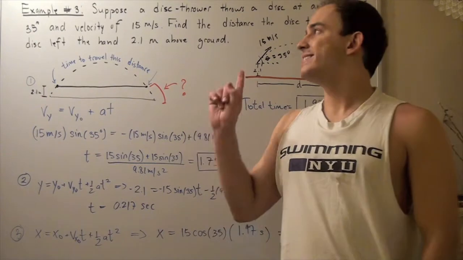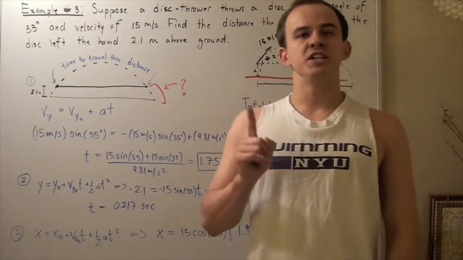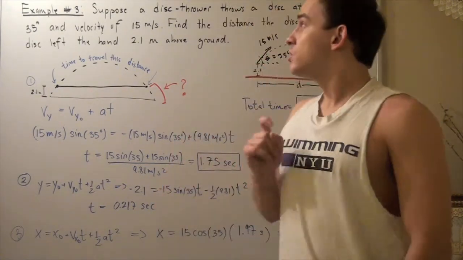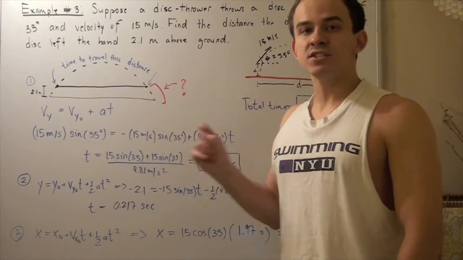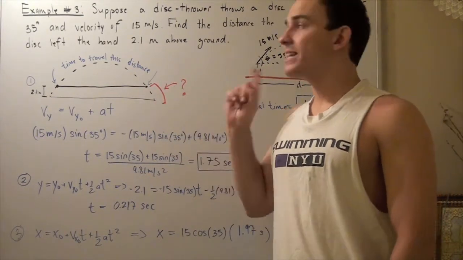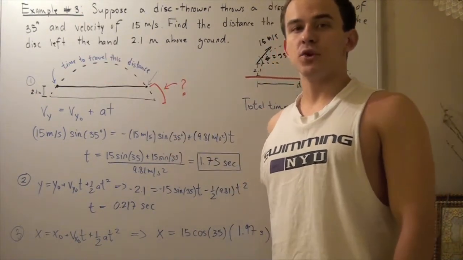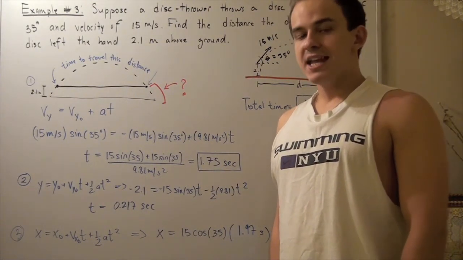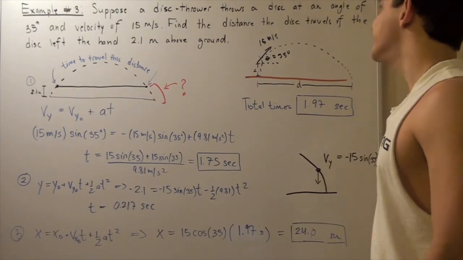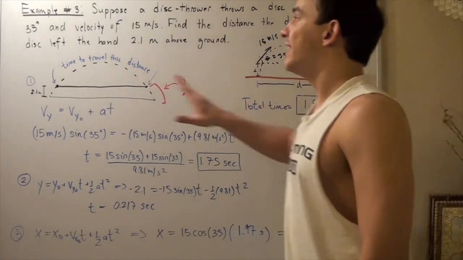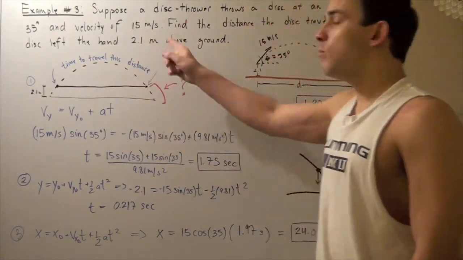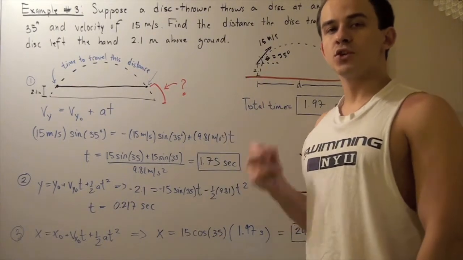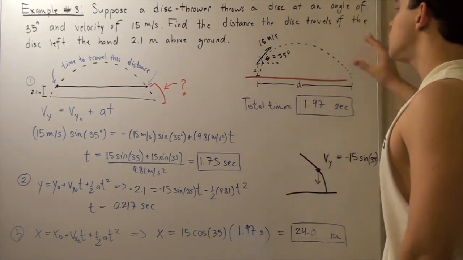So let's look at example number 3 in which we deal with projectile motion. Suppose we have a disc thrower that throws a disc at an angle of 35 degrees and a velocity of 15 meters per second. Now we want to find the distance the disc travels if the disc left the hand 2.1 meters above the ground. So this is our illustration.